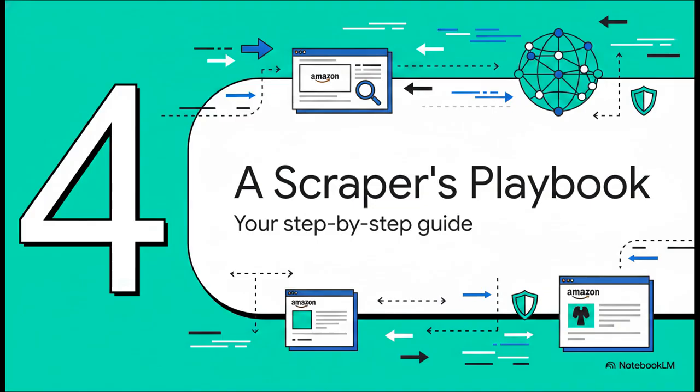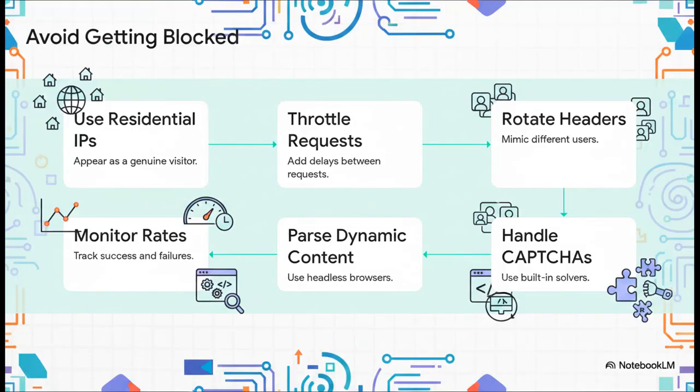Okay, so we get the theory. Now let's talk about putting it into practice. It's time to open up the Scraper's playbook and go through the exact steps you need to take to build a system that actually works and keeps working. Here it is, your 6-step checklist for success.